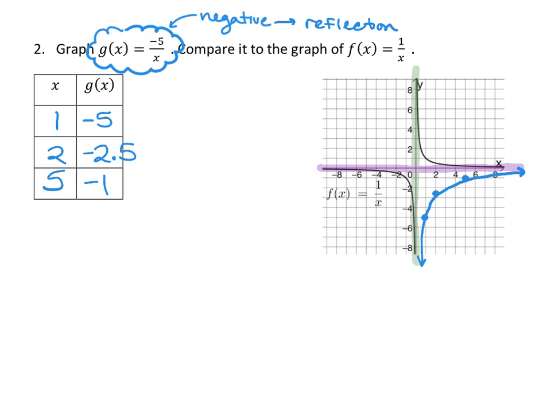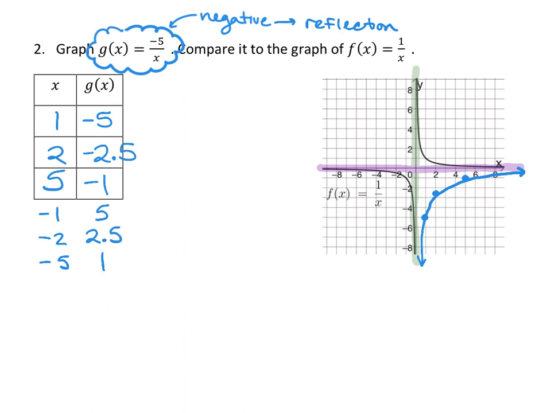If we were to extend this table to include some negative values, we're just going to do the same negative values. Negative 1, negative 2, negative 5. And we plug that number in. Negative 5 divided by negative 1 is positive 5. Negative 5 divided by negative 2 is positive 2.5. And negative 5 divided by negative 5 is positive 1. Literally just the opposite signs.